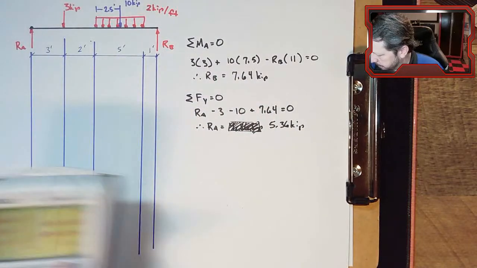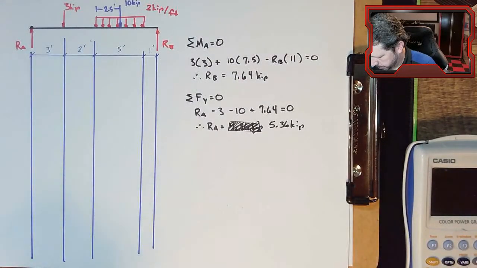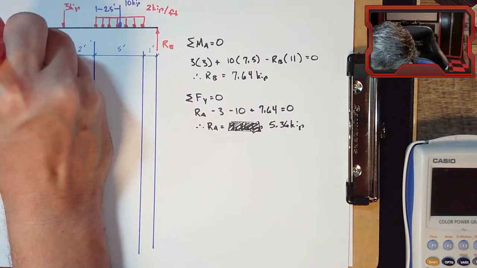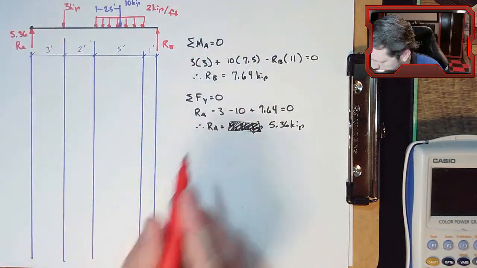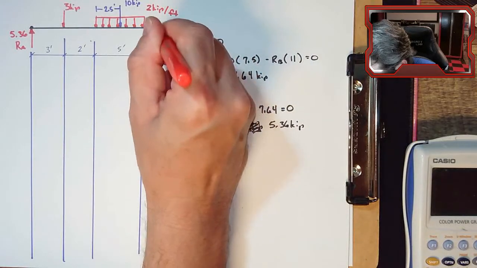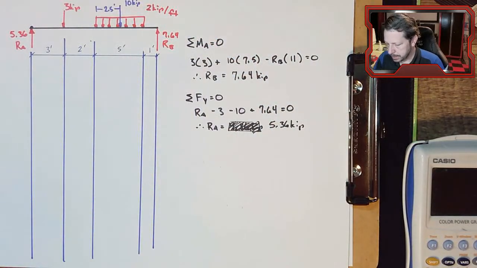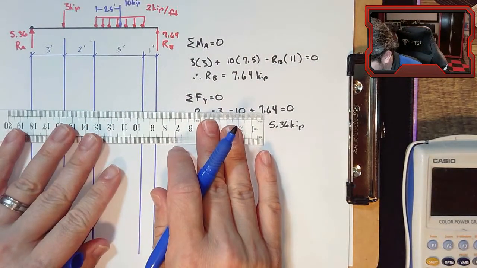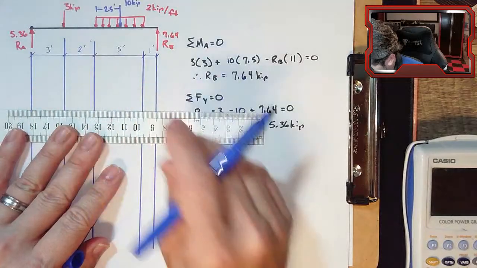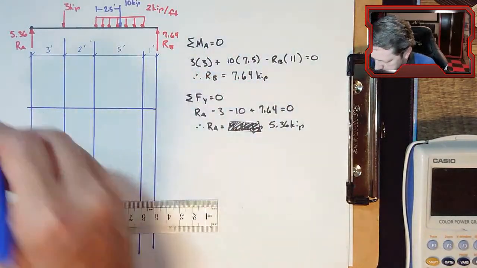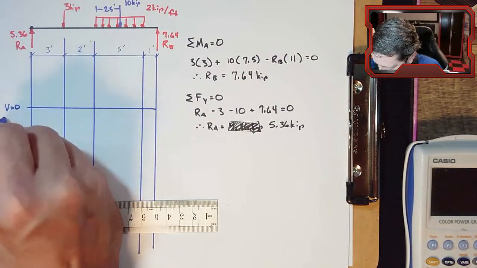All right, so let's put in our values here. RA is 5.36 pointing upwards. RB is 7.64, also pointing upwards. Let's draw us a 0 reference line for the shear. I don't know, this looks good enough to me. We'll be in kips.